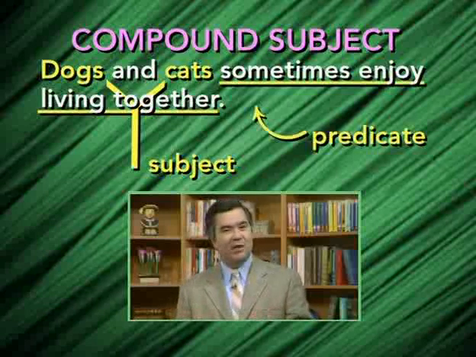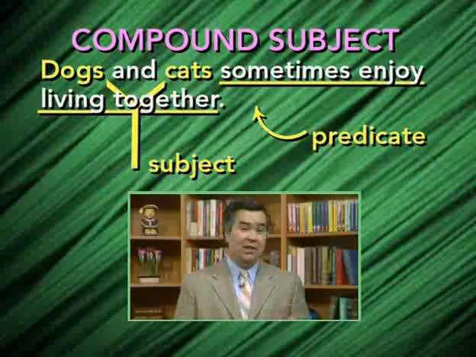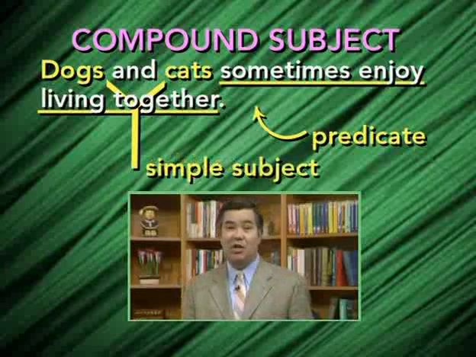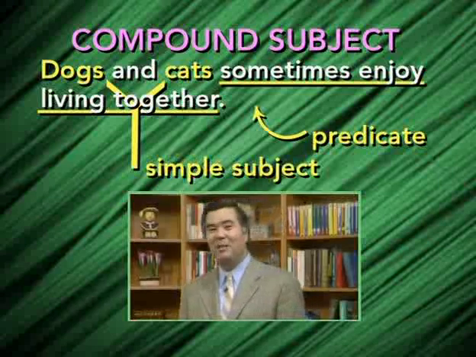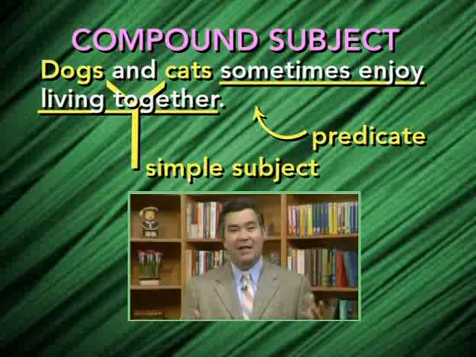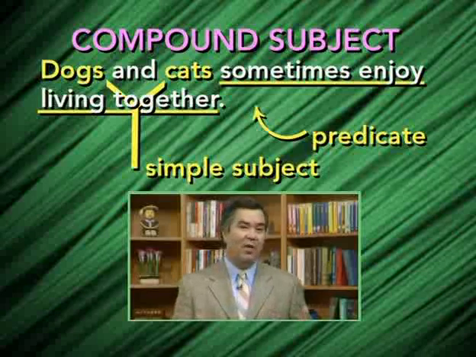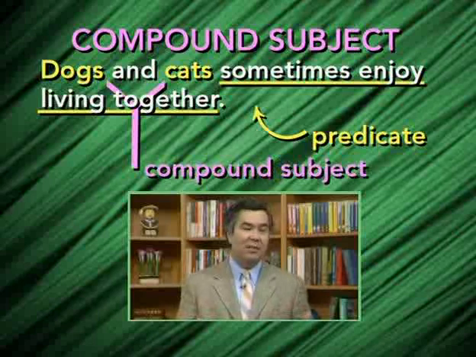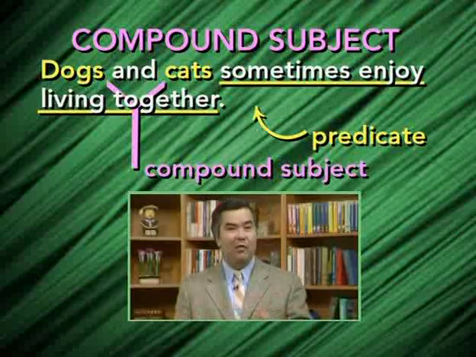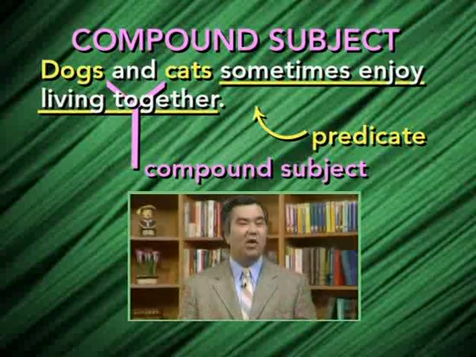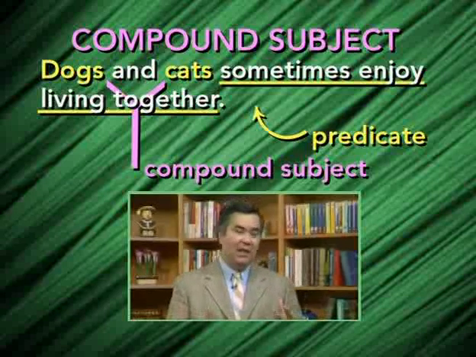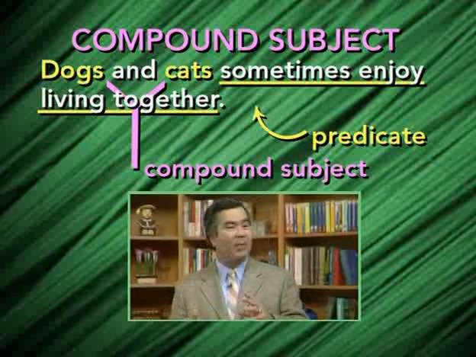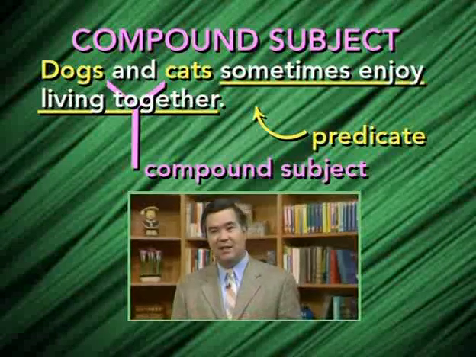Now, what's the simple subject of this sentence? Is it dogs? Is it cats? Well, really, it's both. The sentence isn't only about dogs, and it's not only about cats. It's about both. And since we have two subjects that are joined by the word and, we would consider this a compound subject. So the entire subject is both words and the word and between them. Dogs and cats all together make up the subject as well as the simple subject. In this case, a compound subject exists in this sentence.